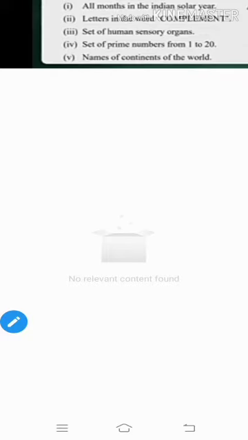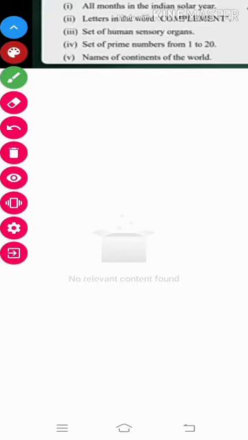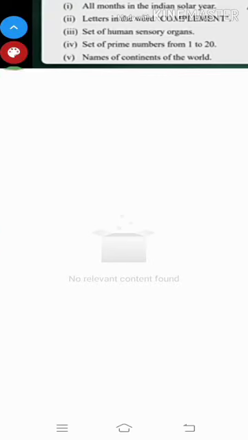Our next question is question number 4: write all the sets in a list method or roster form. All months of the Indian solar year. For that we take A is equal to all the months of the Indian solar year.